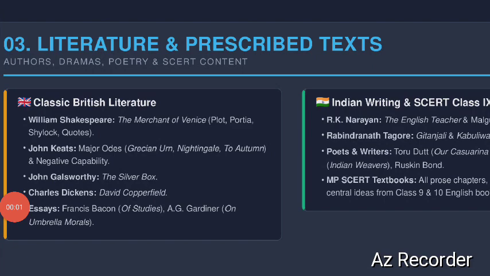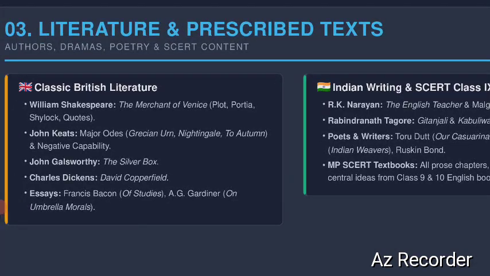Now let's see another most important section of the syllabus, literature and literary devices. In the literature portion, you have to study some classic British writers. You have to study William Shakespeare, his important play The Merchant of Venice, and John Keats, some major odes like Ode on a Grecian Urn, Ode to a Nightingale and Ode to Autumn, and his negative capability too. Another is John Galsworthy, his The Silver Box, Charles Dickens, David Copperfield, and some essays from Francis Bacon, Of Studies, and A.G. Gardiner's On Umbrella Morals.